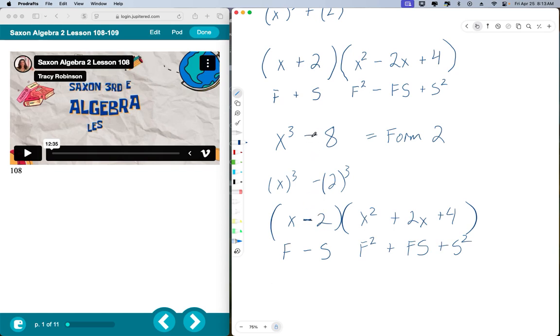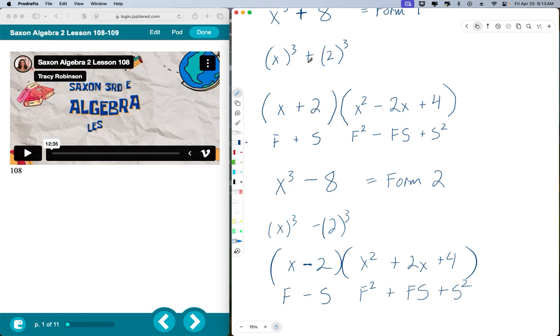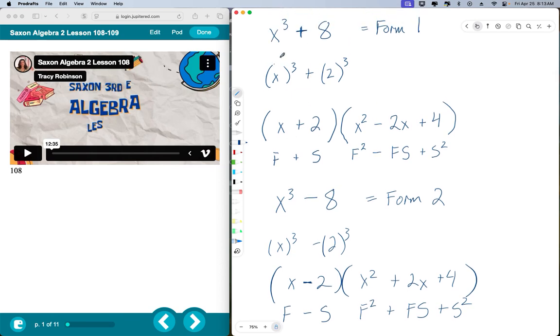When the minus sign is here, it's form 2 and it's in the binomial. When there is no minus sign in the original cube, then this is a plus sign, and the first operation in the trinomial is the minus sign. That's it. It's the only difference. The math otherwise is the same.